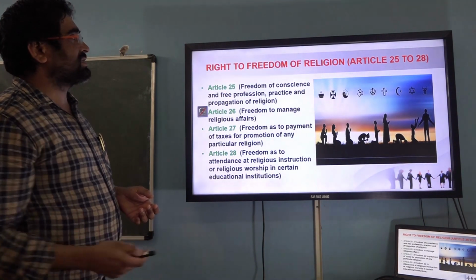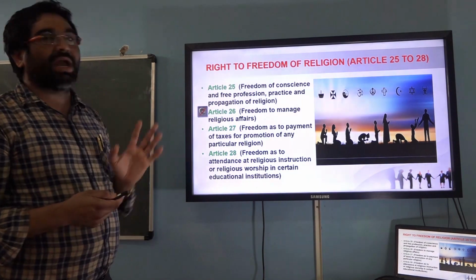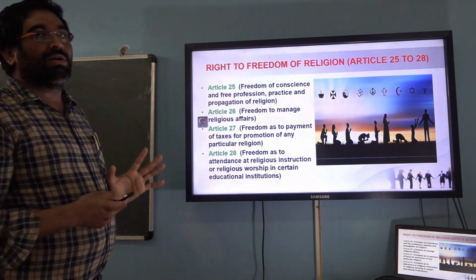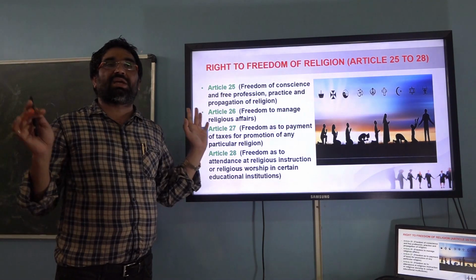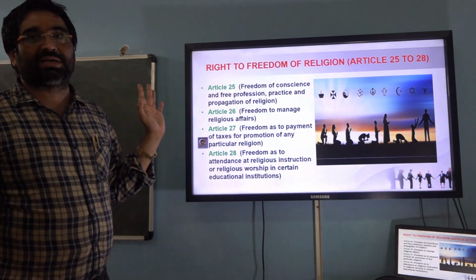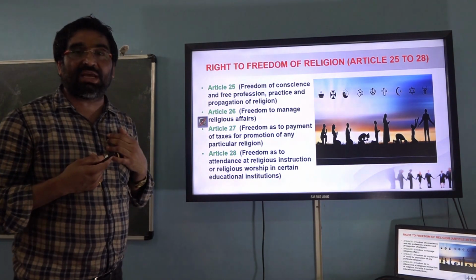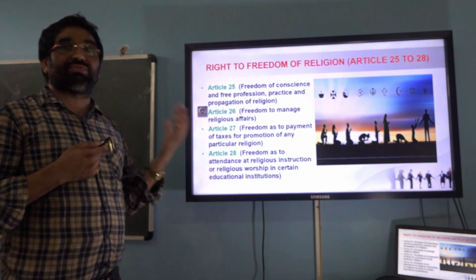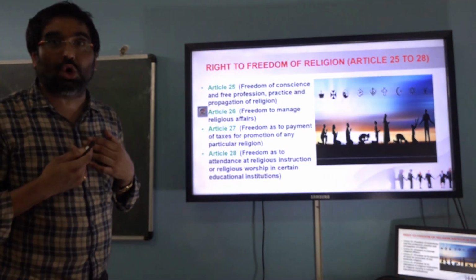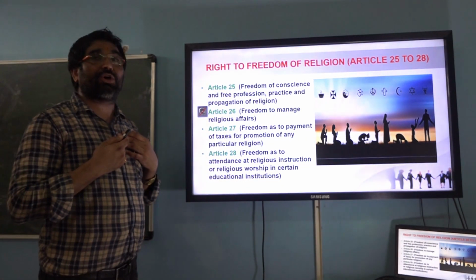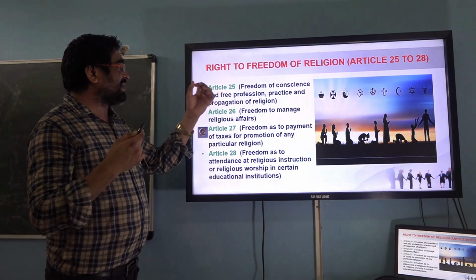This is our next article. We can see that the right is freedom of religion, Articles 25 to 28. There are again four articles. Article number 25 says that everybody has the right to practice any religion. I was born in a Hindu family, but if I want to practice another, nobody can say no to me. The government is giving protection, the court, our constitution is giving me protection. On my wish, I can practice any religion.